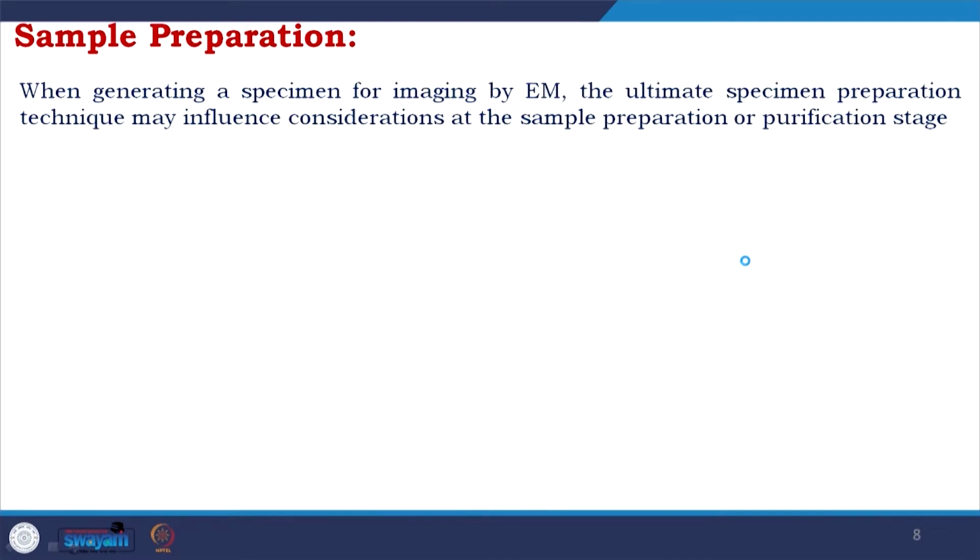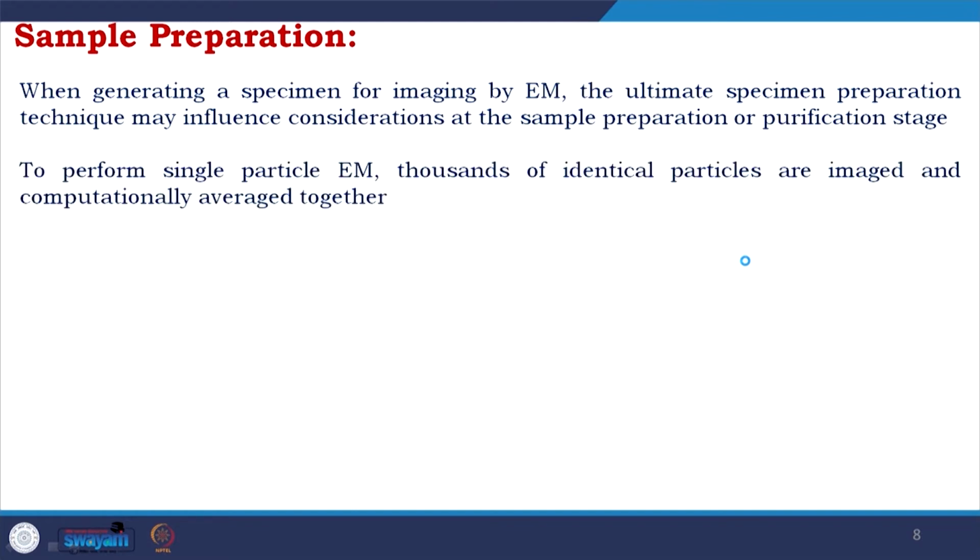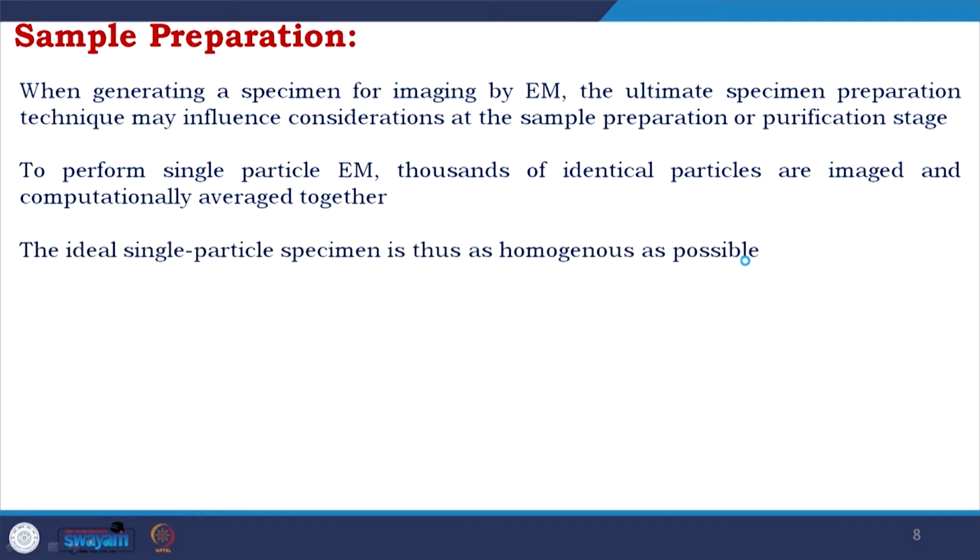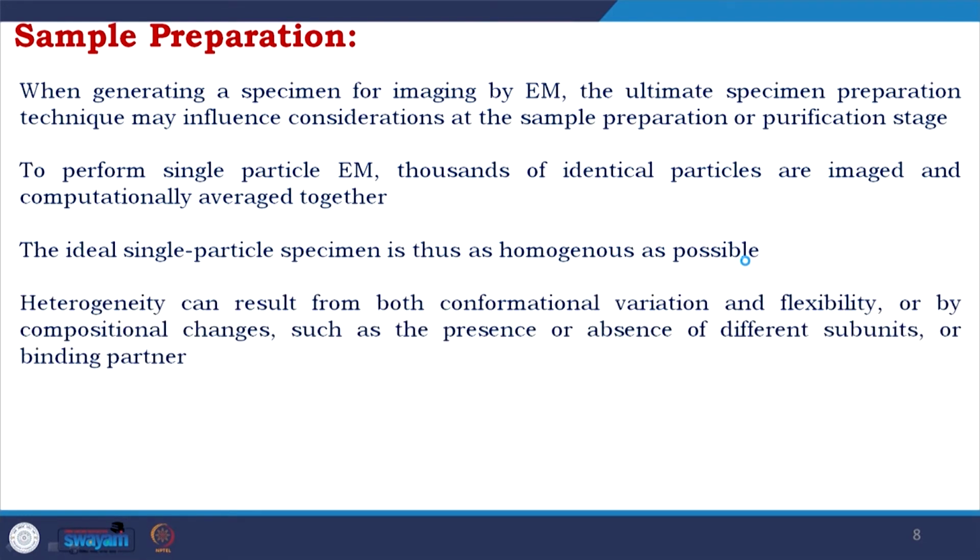When generating a specimen for imaging by electron microscopy, the ultimate specimen preparation technique may influence considerations at the sample preparation or purification stage. To perform single particle electron microscopy, thousands of identical particles are imaged and computationally averaged together. The ideal single particle specimen is thus as homogeneous as possible. Heterogeneity can result from both conformational variation and flexibility, or from compositional changes such as the presence or absence of different subunits or binding partners.